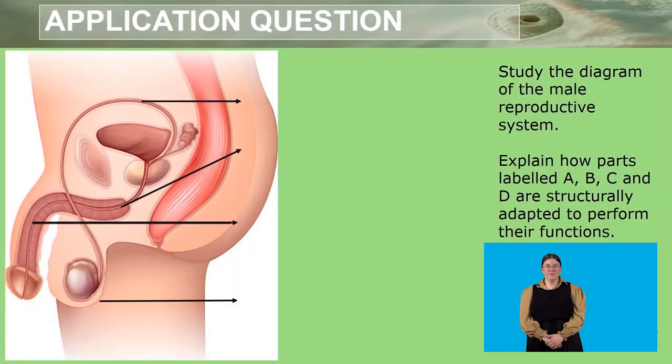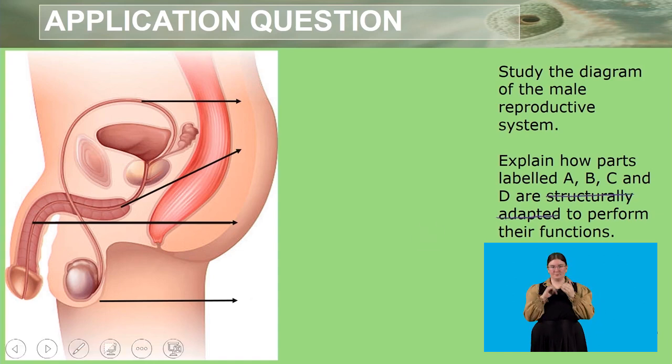Okay, here we have a diagram of the male reproductive system, and the instruction says, study the diagram of the male reproductive system. Explain how parts labeled A, B, C, and D perform their function. We are not going to mention how they are structurally adapted to perform their function, but we are going to give their functions.